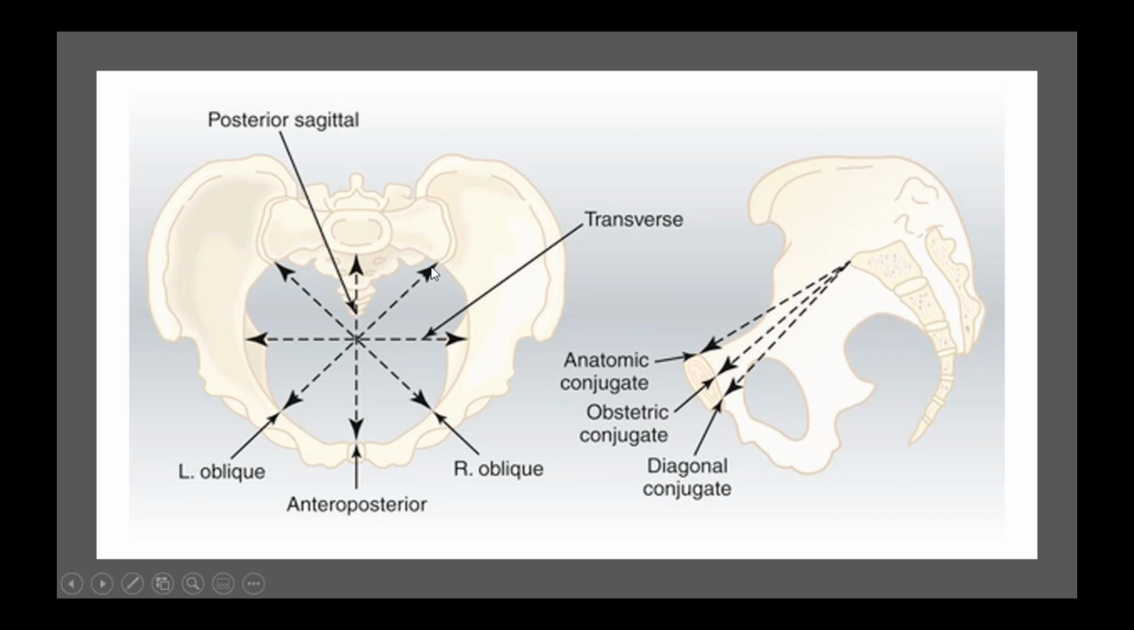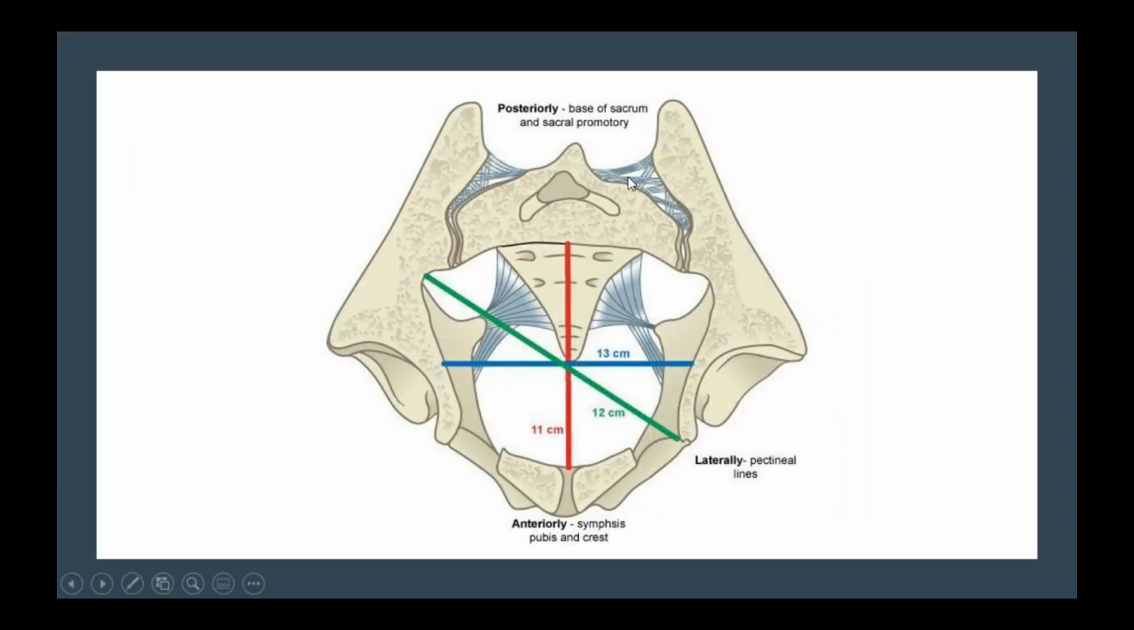The left oblique comes from the left sacroiliac joint, whereas the right oblique goes to the right sacroiliac joint. And this is the anterior-posterior, and these are the transverse diameters of the pelvis. Coming to this, we all know that in the inlet, the anterior-posterior is 11 centimeters, the oblique is 12, and the transverse is 13. So it is 11, 12, and 13 centimeters, easy to remember.